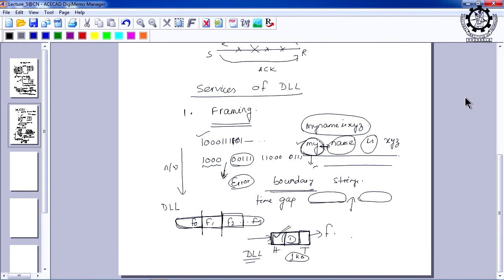So, any kind of communication between the peer layers of the sender and the receiver is mentioned by this header information and the trailer information as well. At the same time, it also creates the frame boundaries, the gap between the sets of strings. That is what is your framing.